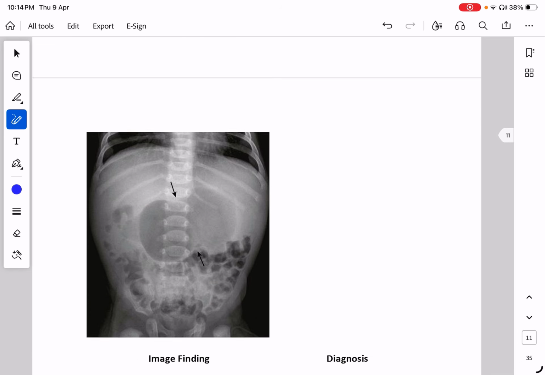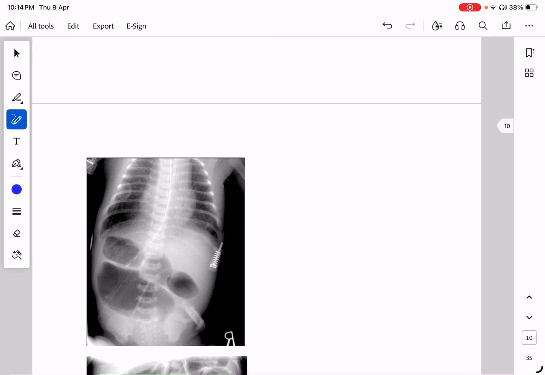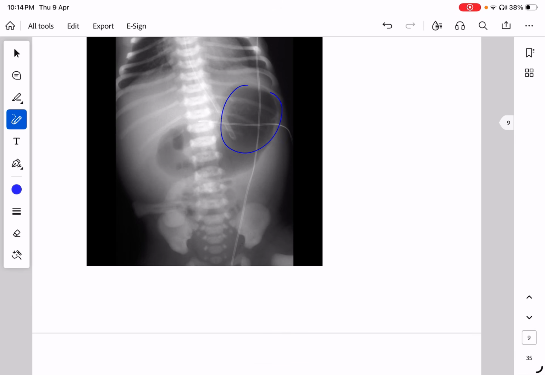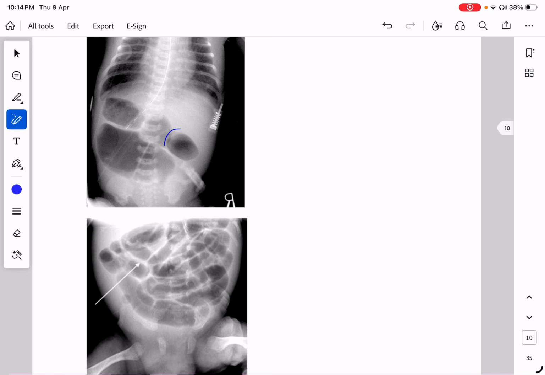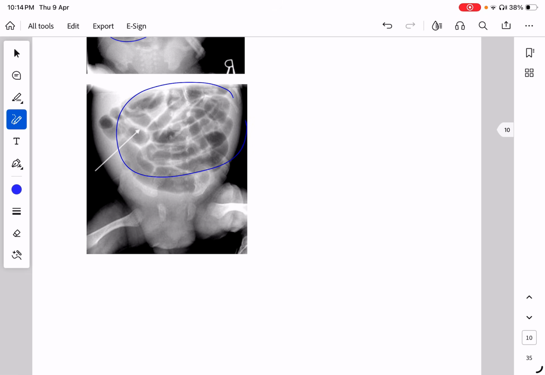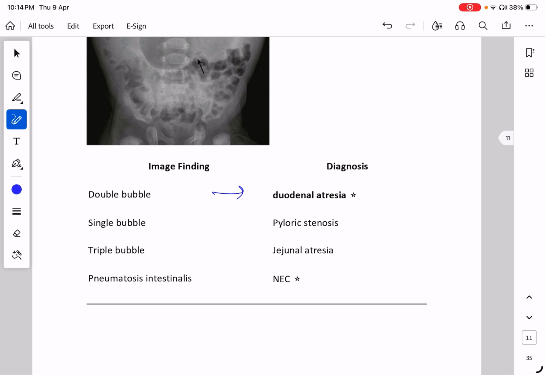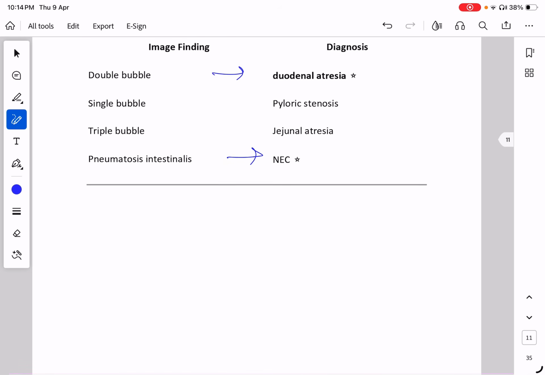Now, a few X-ray findings. As we can see here, double bubble in duodenal atresia. So here two bubbles are seen: double bubble in duodenal atresia, and this is triple bubble, jejunal atresia, and this is the gaseous abdomen, that is pneumatosis intestinalis, in NEC cases.